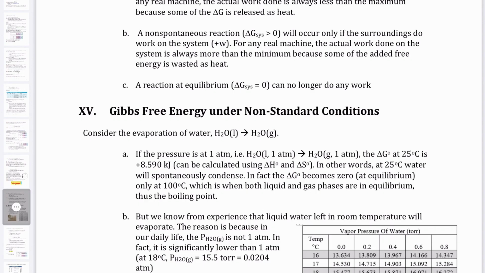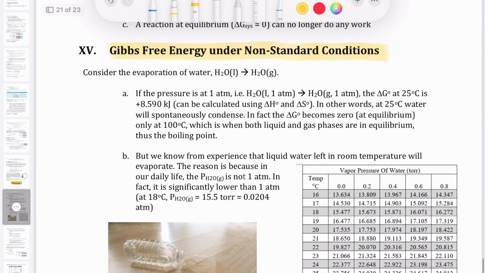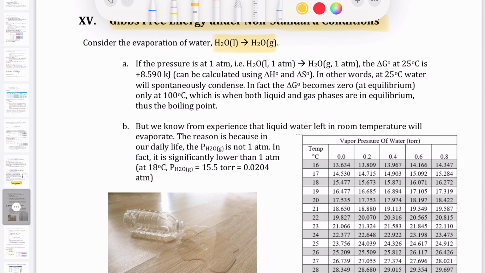Okay, so we're going to wrap up our discussion of thermodynamics by talking about Gibbs free energy that is calculated under non-standard conditions. To explain this idea, I want you to consider the following situation. Here's a really simple reaction, which is just the evaporation of water. So water liquid going to water gas.